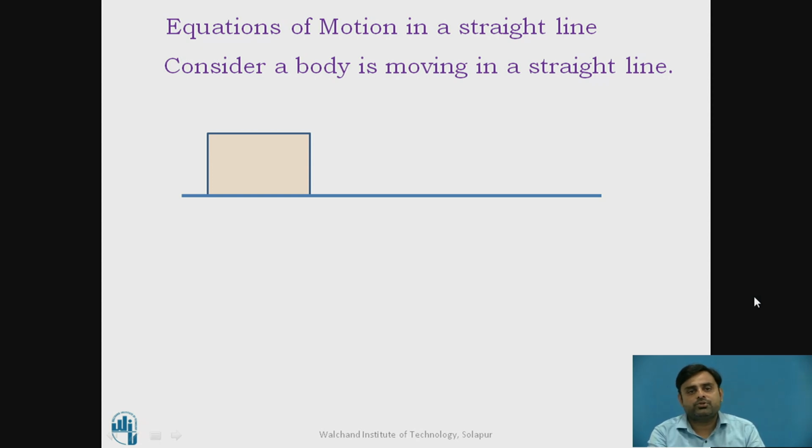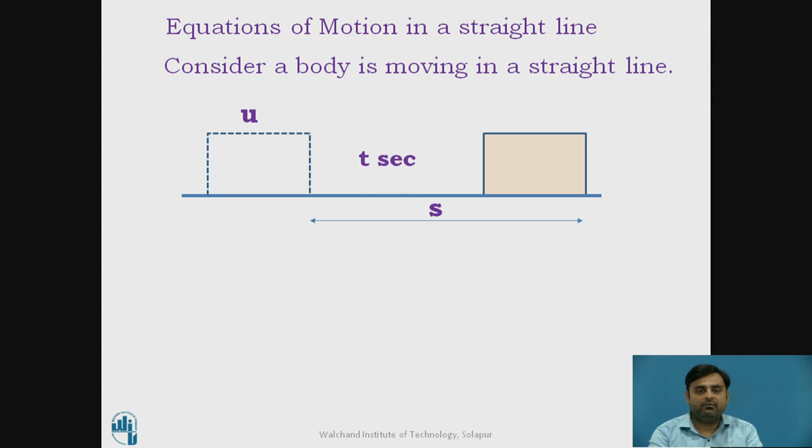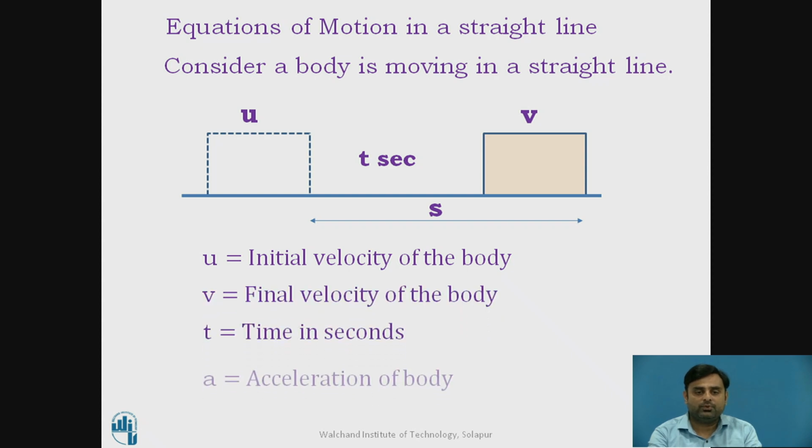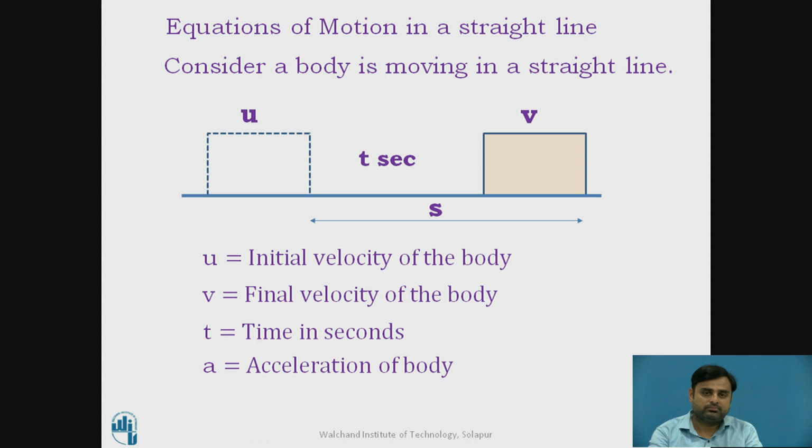Equation of motion when a body is moving in a straight line. Let us say a body is kept on this surface. Let u be the initial velocity, and it moves from one point to another. Let us say it covers a distance s. The time taken for this is t, the final velocity of the body is v, and let a be the acceleration of the body.